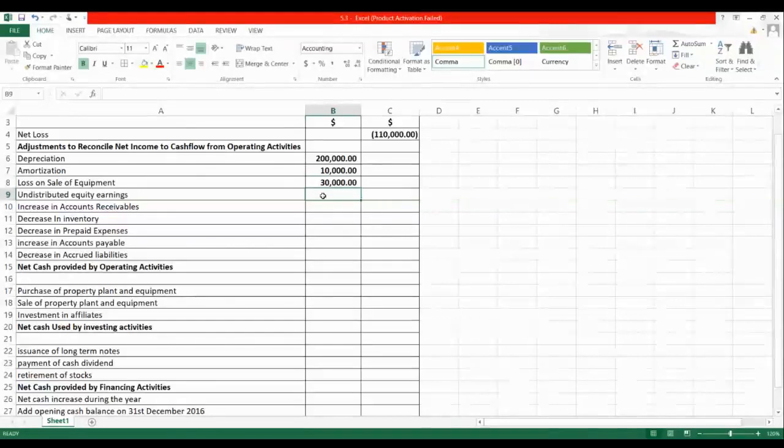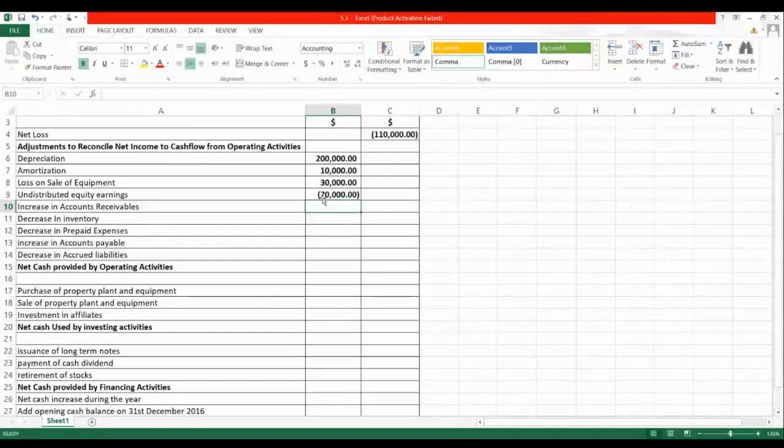Next is the equity earnings. Affiliates have given us an equity earnings of 80,000, but we only received 10,000 dividends. So it means that 70,000 net income was non-cash because affiliate has reinvested it. So 70,000 was non-cash. It has increased our net income. So let's bring it back to the cash-based income by deducting this. So I'm going to put the bracket to indicate that it's a negative amount because I'm going to deduct it.